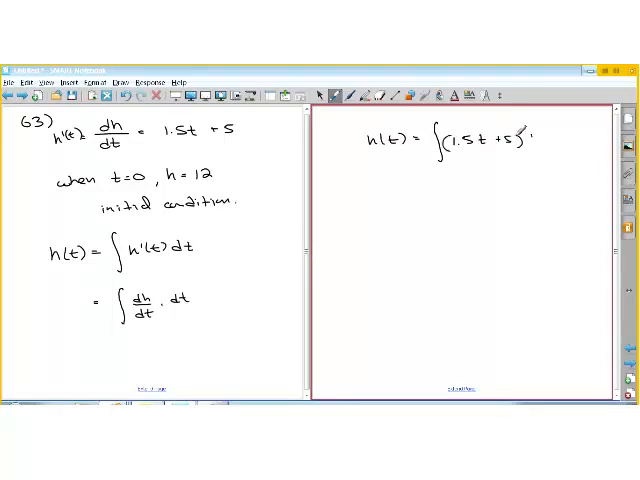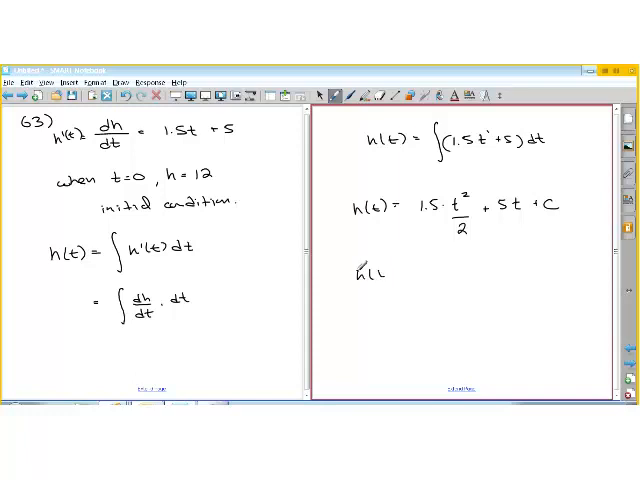1.5t plus 5, the whole thing times dt. So we integrate each part. The integral of 1.5t is 1.5. This is raised to the first power, so we add 1, so you get t squared. You divide by the new exponent, which is 2. So that's that part. The second part is the integral of 5 dt. So you have 5 times the integral of dt, which is just t. And then you have your arbitrary constant, which we'll find out based on this initial condition.